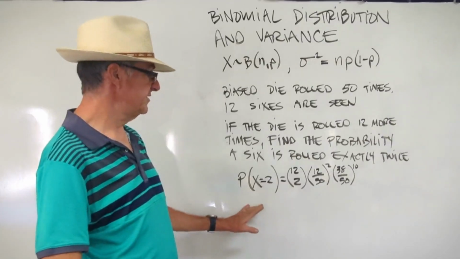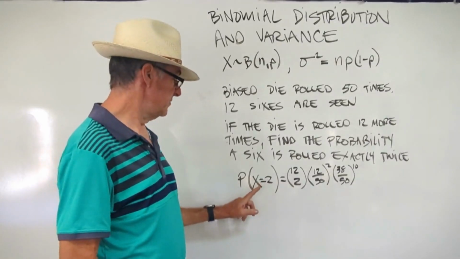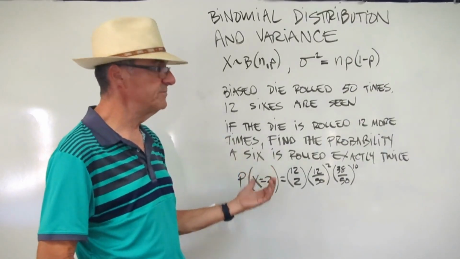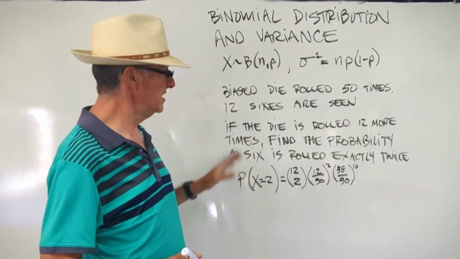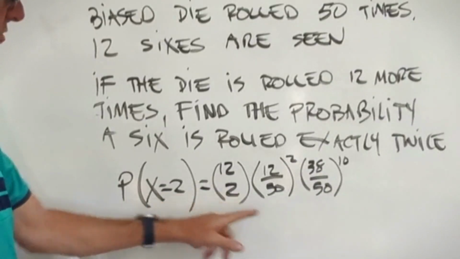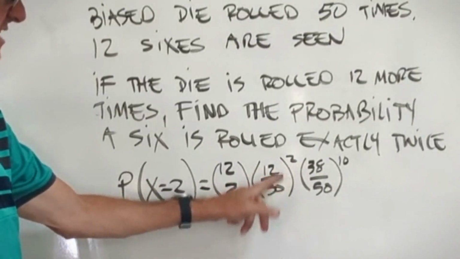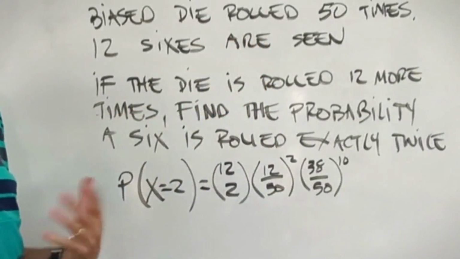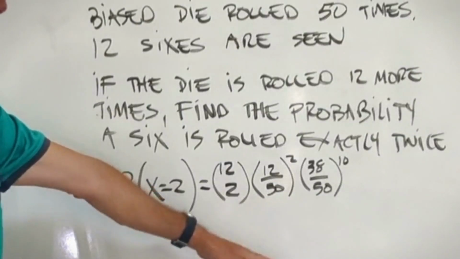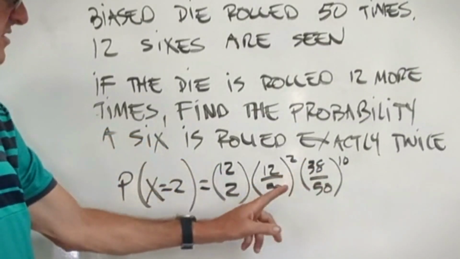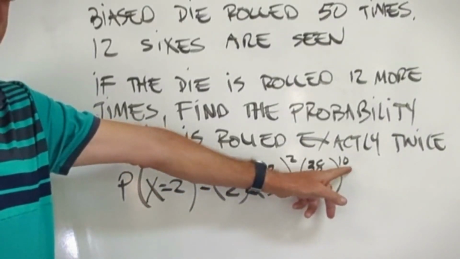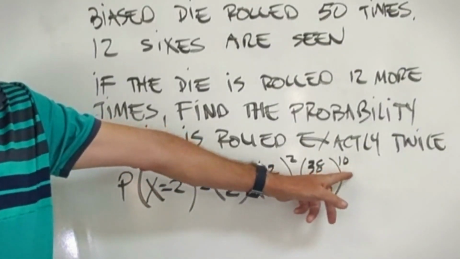All right, so here's my plug-in step. This is for us calculating the result for our random variable equaling 2. So that would be 2 times we get exactly 2 sixes in the next 12 rolls. So here's my combinatorics, 12 choose 2. Here is my probability of success, that's 12 out of 50. That's what happened in our first 50 rolls. And we're doing squared because we want that twice. And then here's the probability of failure. It's just 1 minus that one, so that's 38 over 50. And that's to the remaining, the n minus r power, so that's to the 10th power.